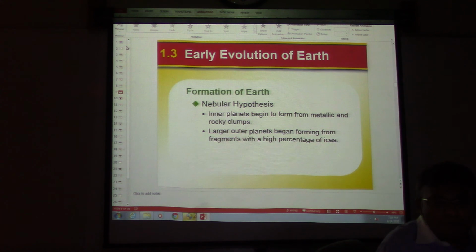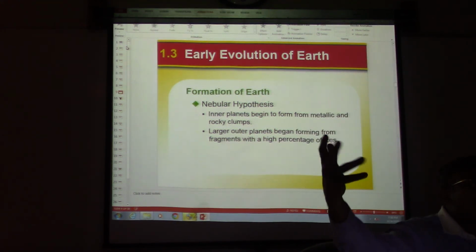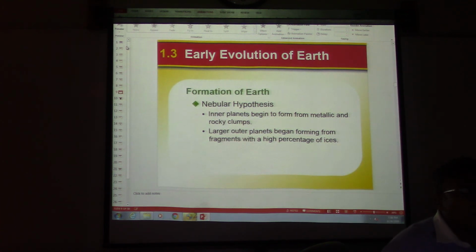According to the nebular hypothesis, the inner planets began to form from metallic and rocky clumps. Larger outer planets began forming from fragments with a high percentage of ices. Why is there a larger percentage of ices in the outer planets? Because they are far away from the sun. They are very cold. But inner planets are made up of rocky and metallic fragments. That's why we see a lot of rocks on Earth. But when you go to Jupiter, Saturn, Uranus, it's mostly ice, a high percentage of ice, water.